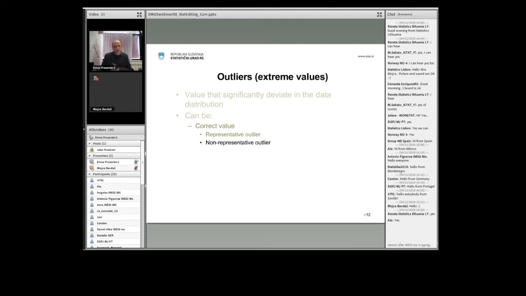If you get in your sample, let's say in Slovenia, a famous basketball player, Goran Dragic, we know that his salary is very high. He's not representative for a large group of other persons in Slovenia. The other option is, of course, that the outlier is the consequence of an incorrect value, that we have an error in the data.